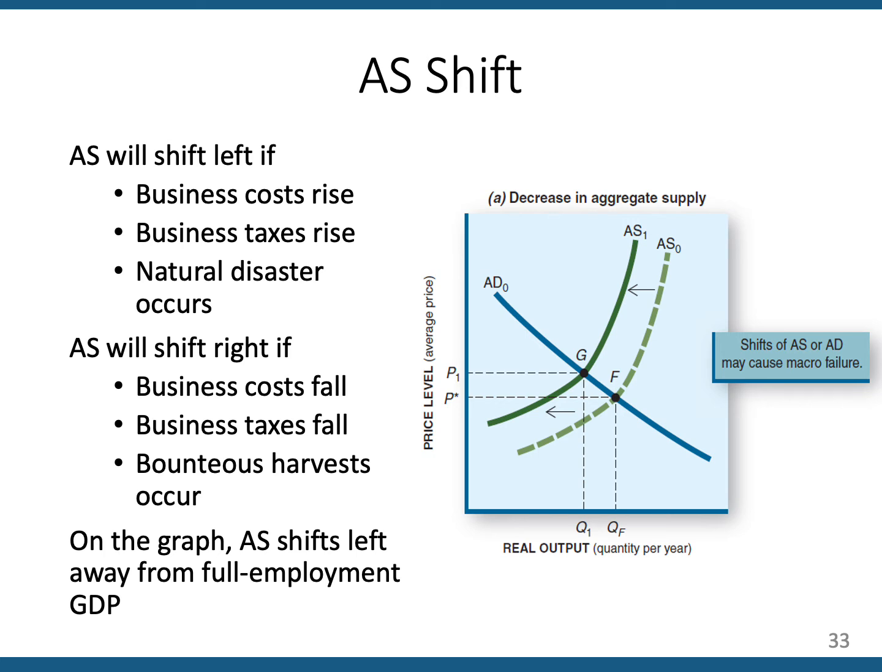What if there's a natural disaster or a pandemic? This is exactly what's happening now. Decrease in aggregate supply, the whole curve shifts to the left.